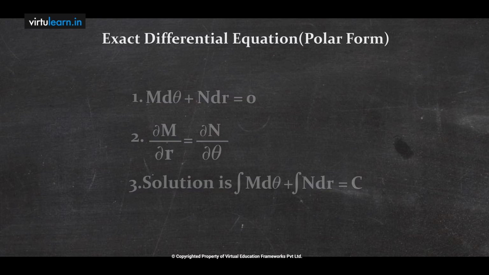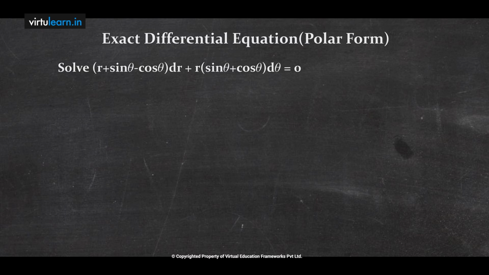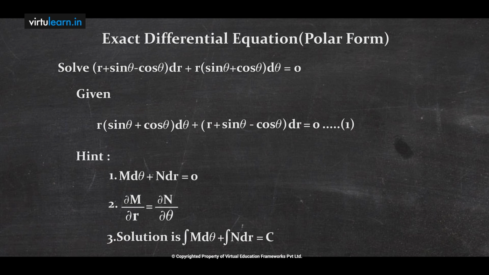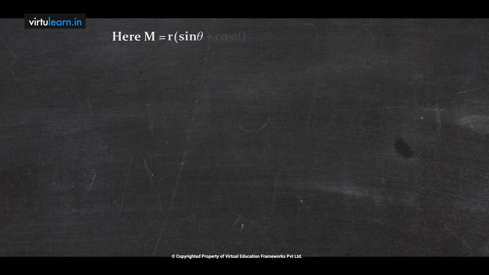Let me solve one problem. First problem: solve the differential equation (r plus sin theta minus cos theta) dr plus r (sin theta plus cos theta) d theta equal to 0. First, rewrite the equation in the general form: r (sin theta plus cos theta) d theta plus (r plus sin theta minus cos theta) dr, so I wrote it in the form M d theta plus N dr equal to 0. Comparing with the general form, M equals r (sin theta plus cos theta) and N equals r plus sin theta minus cos theta.